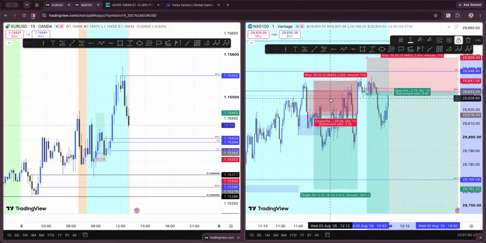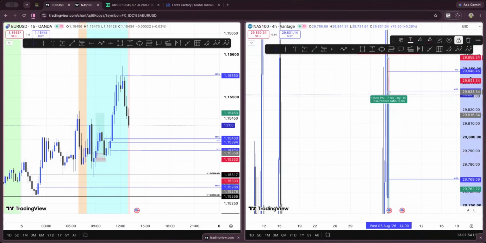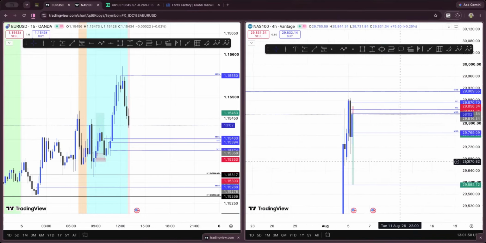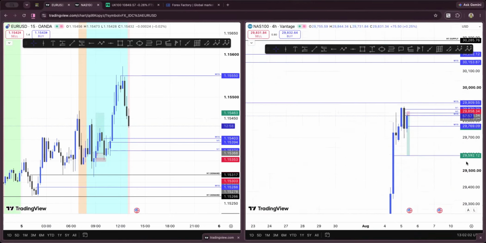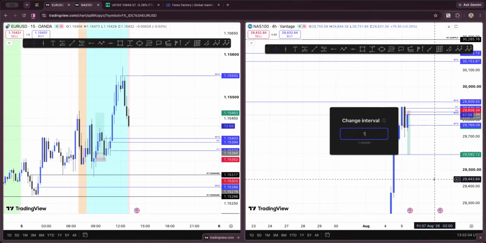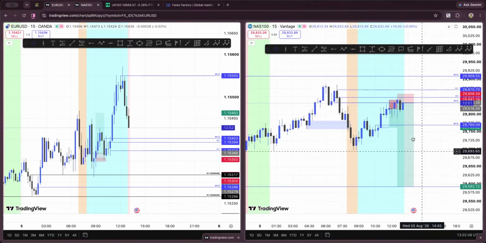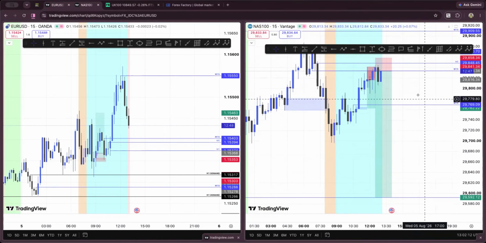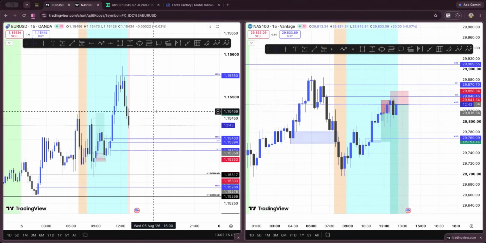Okay. So the idea behind it is NAS100 just found a 4-hour supply right here. Now once we find a supply, we have to find a demand next. So that's the idea behind it. I'm trying to drive price to the next possible demand. So let's see how it goes on NAS100 and also on EURUSD.